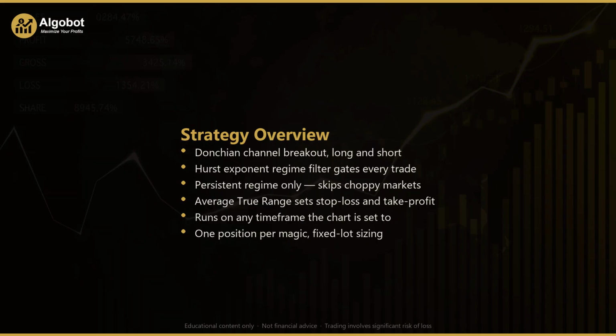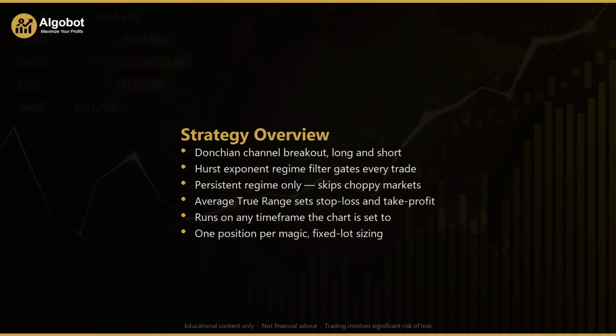The Hurst exponent is a statistic that estimates whether recent price movement is persistent and trending, or whether it is mean reverting and choppy. A reading above 0.5 suggests persistence. A reading below 0.5 suggests mean reversion. And a reading right around 0.5 looks like a random walk, with no clear edge. The strategy only acts on a breakout when the Hurst exponent is high enough to suggest the market is genuinely trending. In every other case, it simply waits.